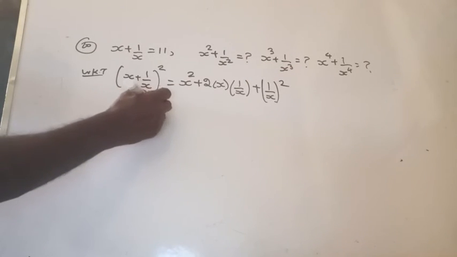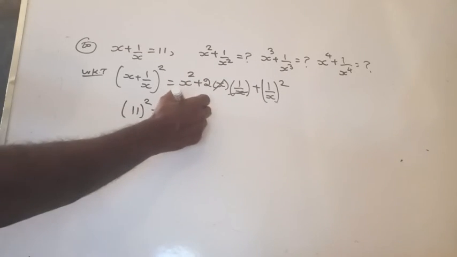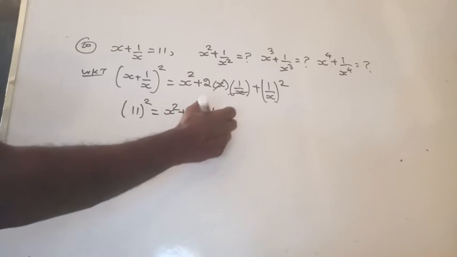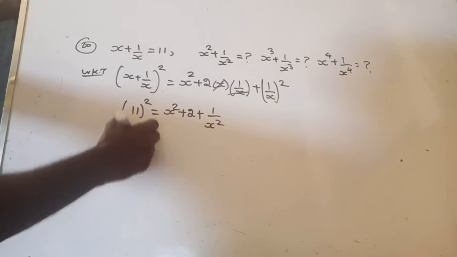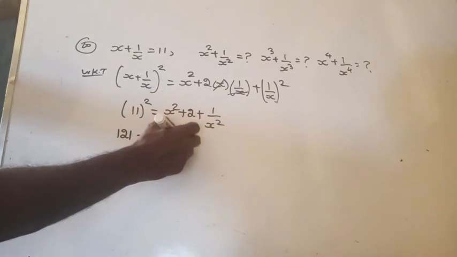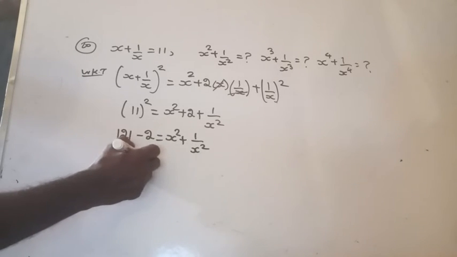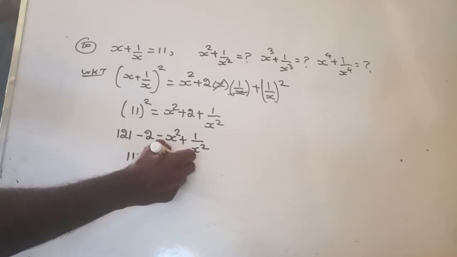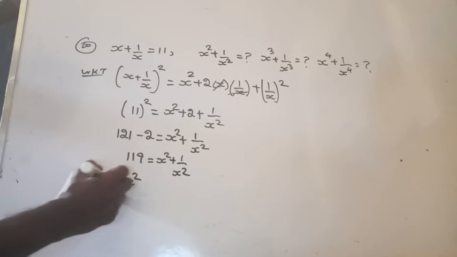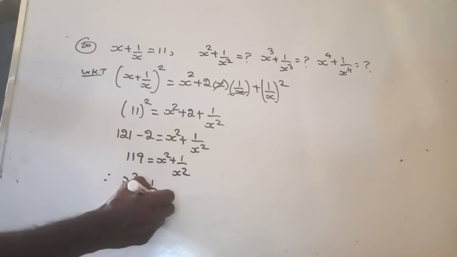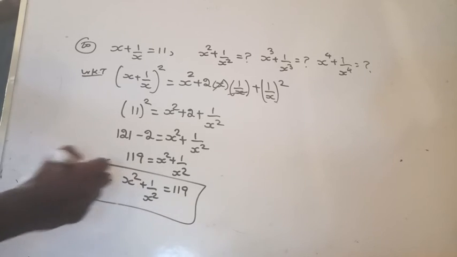Given that x plus 1 by x is 11, so 11 square is equal to x square plus 2 plus 1 by x square, where the x cancels. 11 square is 121, minus 2, is equal to x square plus 1 by x square. That means 119 equals x square plus 1 by x square. So here we found the result: x square plus 1 by x square is equal to 119.